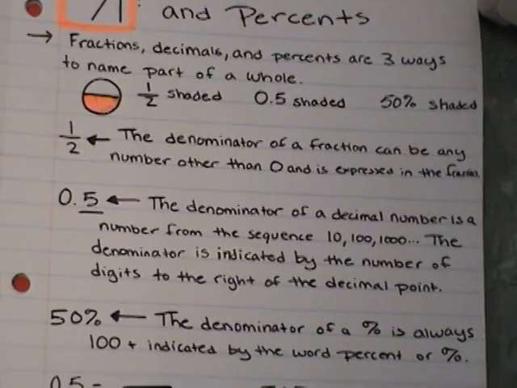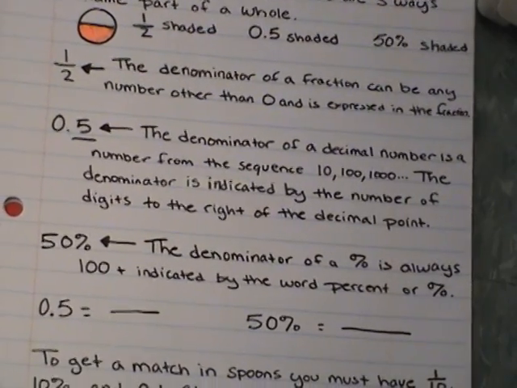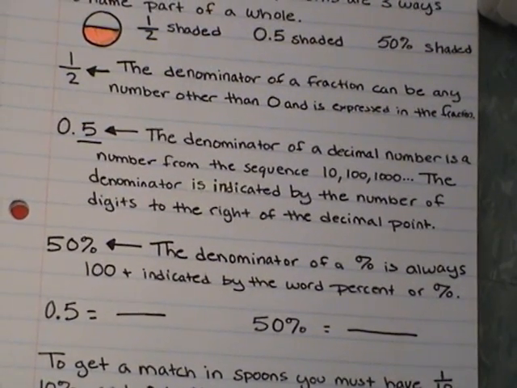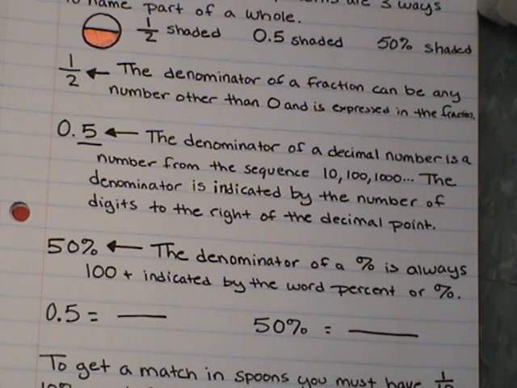You do have to write these down. So if you want to pause the video to write it, you can. The lesson's not going to be very long, but there is quite a bit to write today. So the first one, it shows 1/2. The denominator of a fraction can be any number other than 0 and is expressed in the fraction. So the numerator and the denominator can be any number but 0.